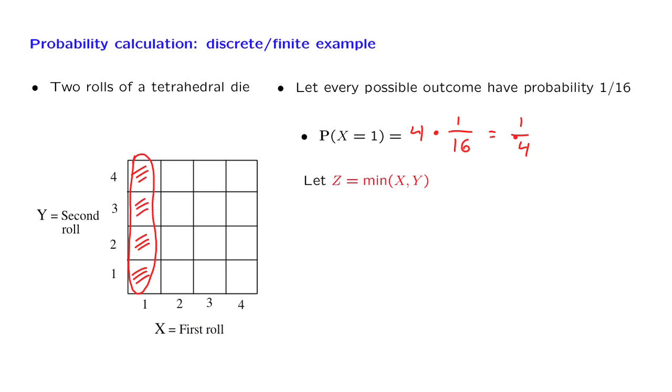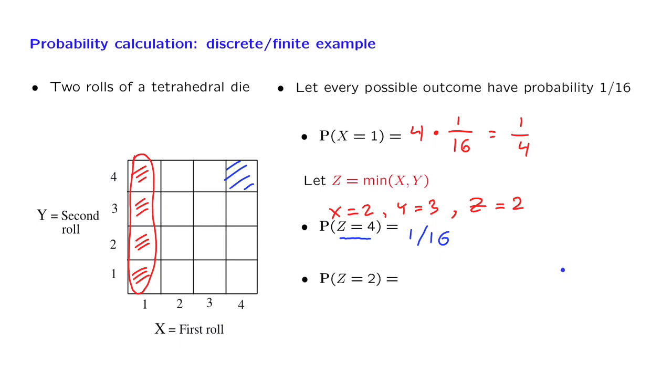Let now Z stand for the smaller of the two numbers that came up in our two rolls. So for example, if X is 2 and Y is equal to 3, then Z is equal to 2, which is the smaller of the two. Let us try to calculate the probability that the smaller of the two outcomes is equal to 4. Now, for the smaller of the two outcomes to be equal to 4, we must have that both X and Y are equal to 4. So this outcome here is the only way that this particular event can happen. So since there's only one outcome that makes the event happen, the probability of this event is the probability of that outcome and is equal to 1 over 16.